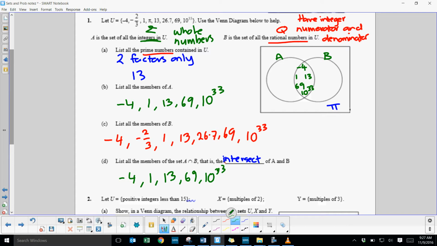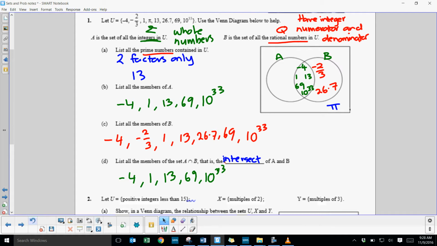Okay, are there any members of A that are not in B? The answer is no. So there's no section out here. But there are some that are part of B but not A, and they would be the fractions. For example, -2/3 and 26.7 are part of B, but they're not part of A. That's why they're not part of the intersect. So that's how you would fill in the Venn diagram.